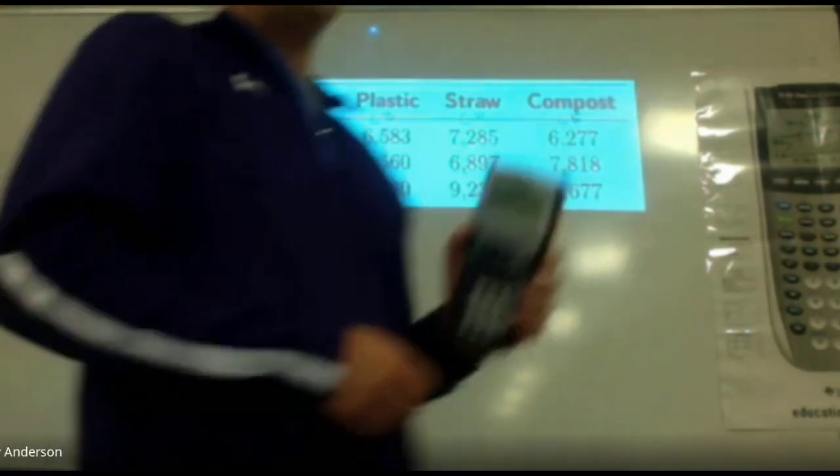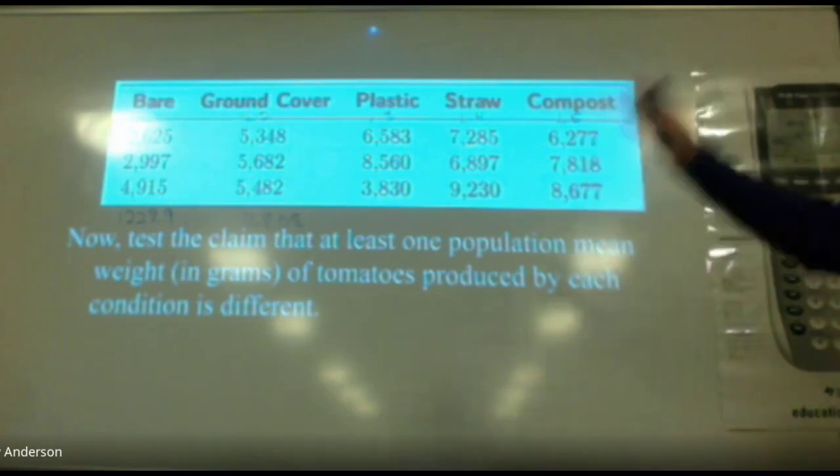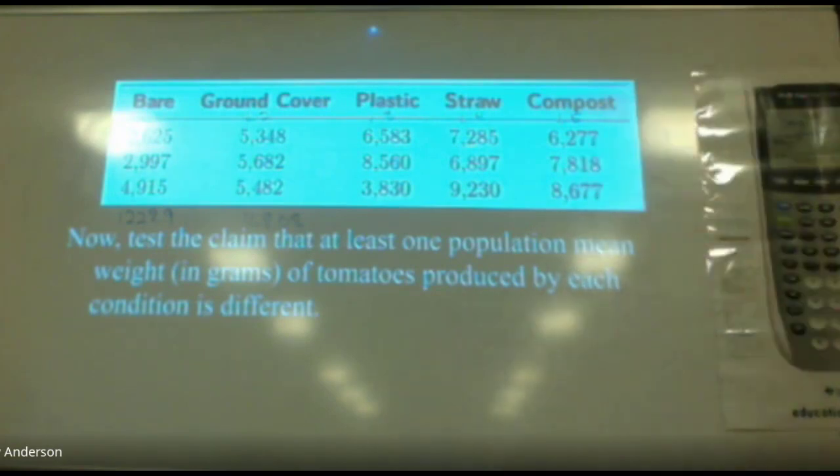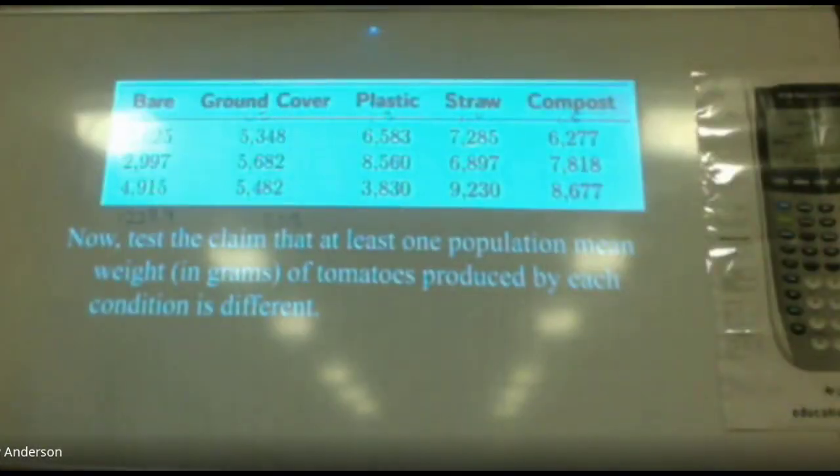So the way we do the test, I think our next screen actually is going to say to go ahead and do the test. Yeah, now test the claim. So anyway, we found out we actually couldn't use it because we don't have the right requirements. But to finish this, to test the claim, here's what we're going to do. We're going to go to stat, and then over to test. And then actually, if you push up once, I think it takes you to that one. Instead of going down all the way, you can just push up and it'll go to letter A, which is the ANOVA.